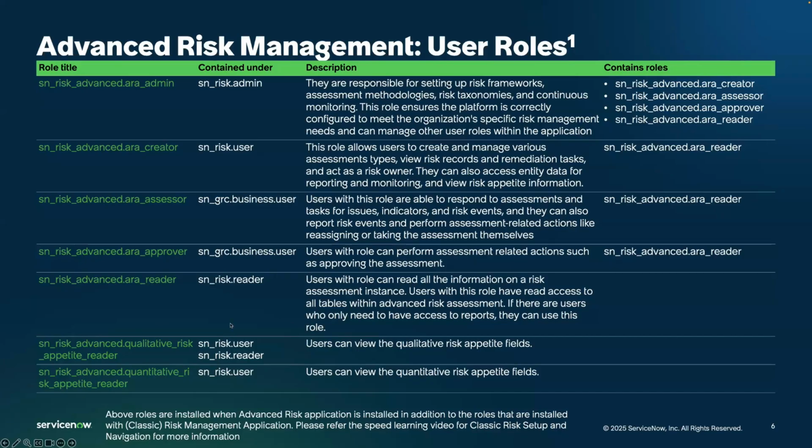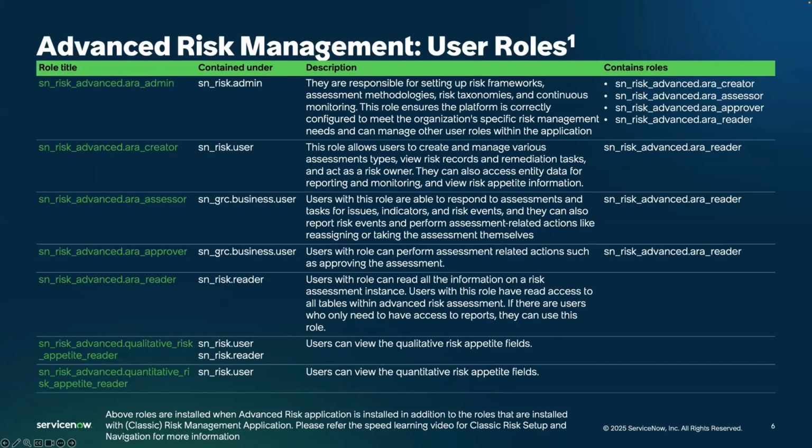Similarly, the reader role, right? So users with this role can view information but cannot create or modify records. They are especially useful for stakeholders who need to view reports, monitor status, or simply stay informed without having editing privileges. The specialized qualitative and quantitative roles, right, provide access to specific appetite fields, which is perfect for targeted reporting.